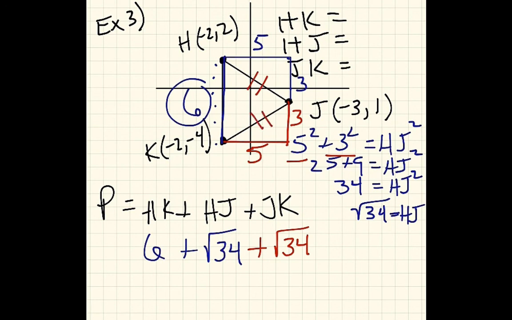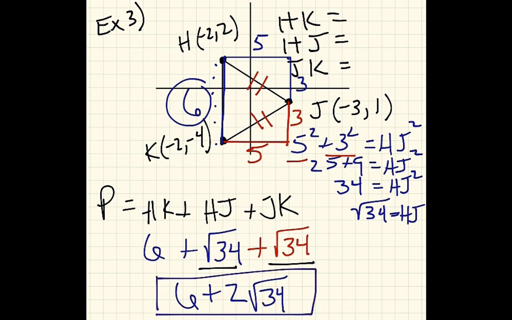So I've got my 3 sides and their lengths, so I'm going to add these things together. Now, you can't add the square root of 34 with 6 because they're different numbers, but I can add square root of 34 with another square root of 34 because the square roots are identical. So this ends up being, in exact answers, 6 plus 2 square roots of 34, or 6 plus 2 times the square root of 34, and this is my exact answer for the perimeter.